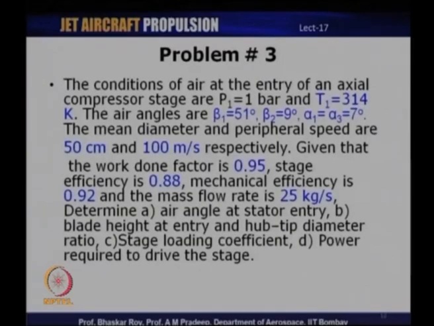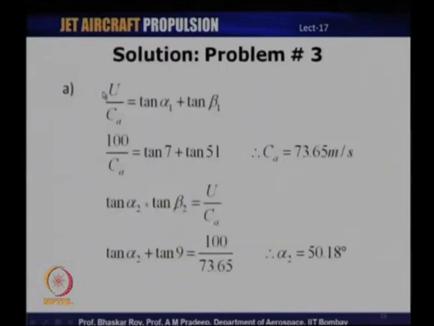So, part A is to find out the air angle at the stator entry, which is alpha 2. From the velocity triangle that we have seen earlier, the same velocity triangle that we discussed in problem number 2, so I have not repeated it here, we can infer that U by C_A, that is blade speed divided by the axial velocity, is equal to tan alpha 1 plus tan beta 1, and alpha 1 and beta 1 are already specified as 7 and 51 degrees. U is given as 100 meters per second, and therefore, from this we can find out the axial velocity C_A, which comes out to be 73.65 meters per second.